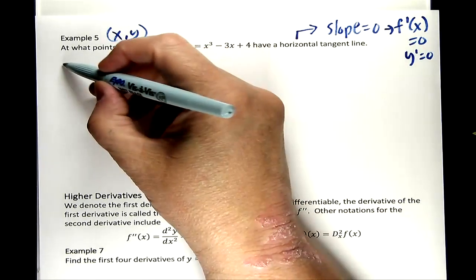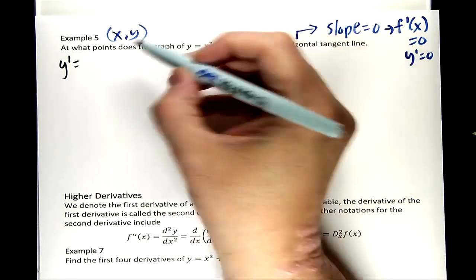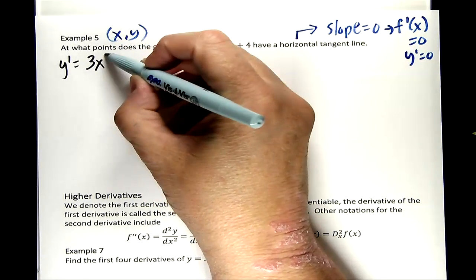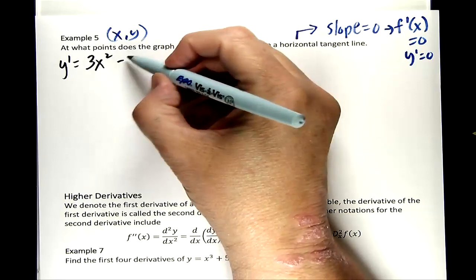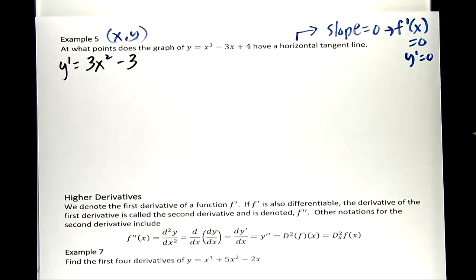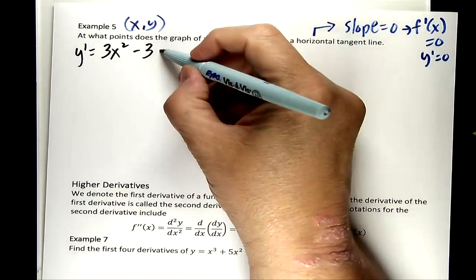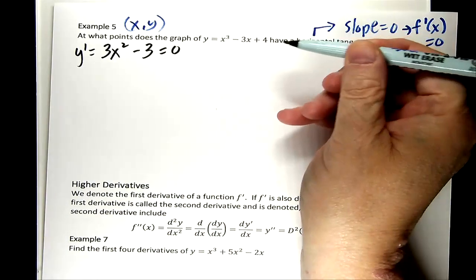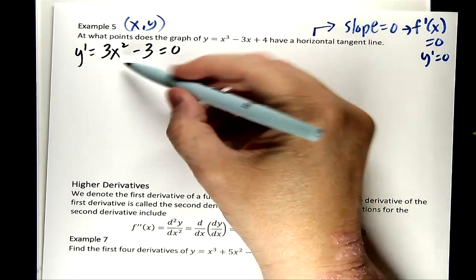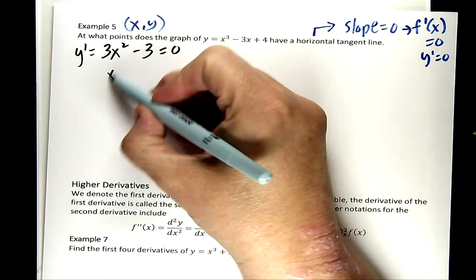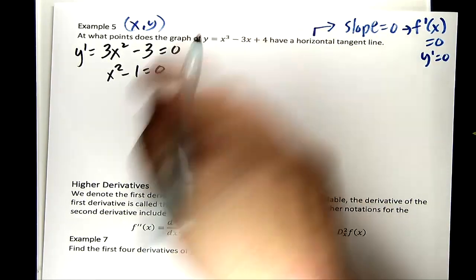So if I take the derivative, I bring the power down and lower it by a power, and when it's just x, it falls off. That's the derivative. We set it equal to 0. We can divide by 3 and we get down to x squared minus 1 equals 0.